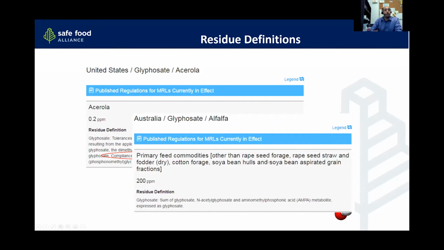as opposed to the Australian definition, which is a lot shorter, but you see that it's not just glyphosate that you need to measure, but two of the metabolites, N-acetyl glyphosate and AMPA, that you sum to make up the total residue for glyphosate. So that's something that's important to be aware of, and if you're doing laboratory testing, to make sure that they're reporting the right residue definition.